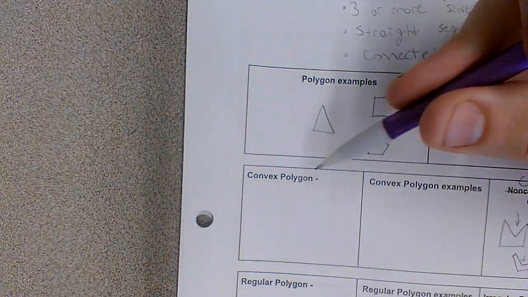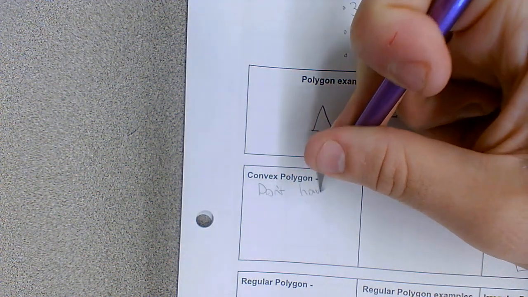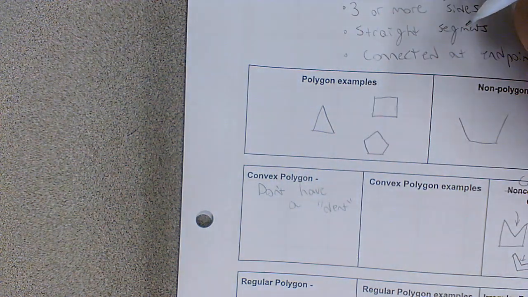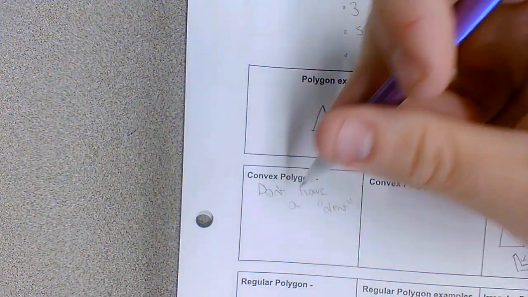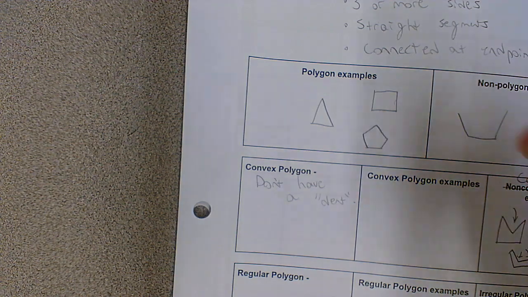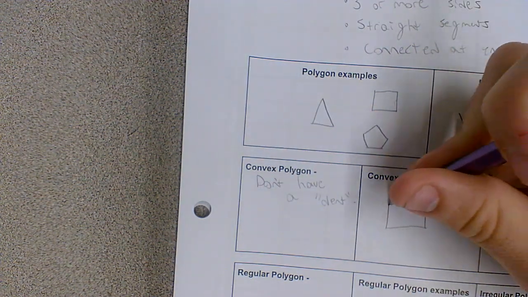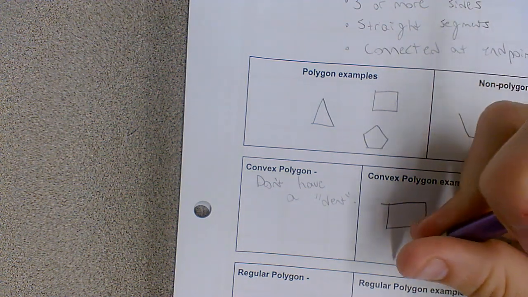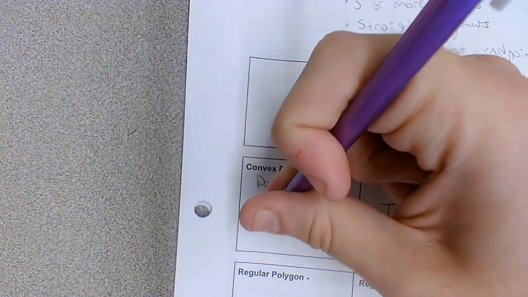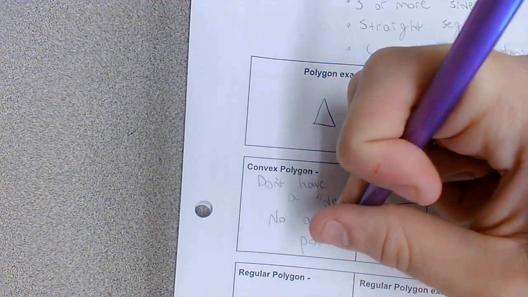So convex shapes, on the other hand, don't have a dent. It's sort of outward facing at all angles. So like a square is convex, a triangle is convex. This pentagon is convex because none of its angles point in. No angles point in.